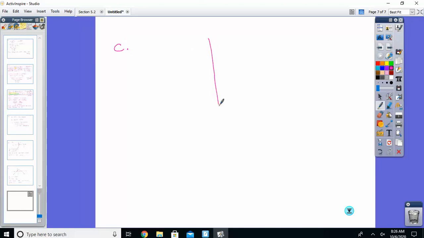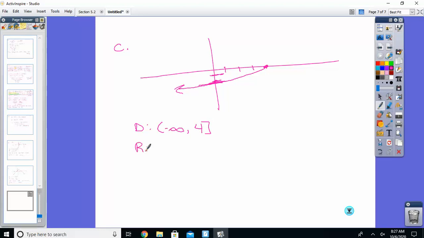C. I missed my point there. Okay. So the domain. Domain is the x. It goes from left to right. So this is going forever in the negative direction. So it's coming from negative infinity. And it stops right here when my x is 4. So for the 4 we get a bracket. My range. As this extends, this keeps going down. So it's going to negative infinity. Stops right here, and that's a y value of 0.